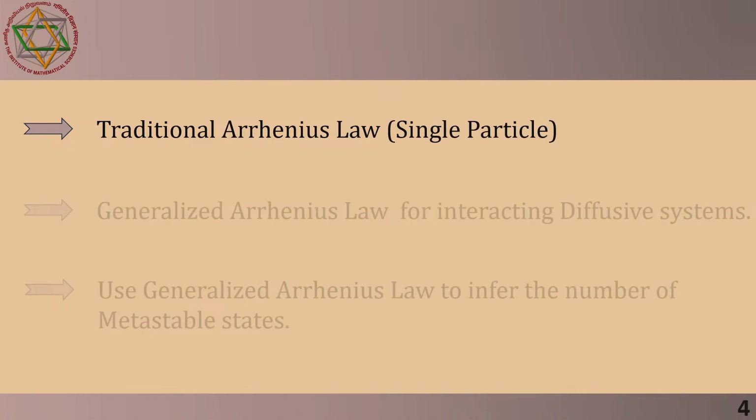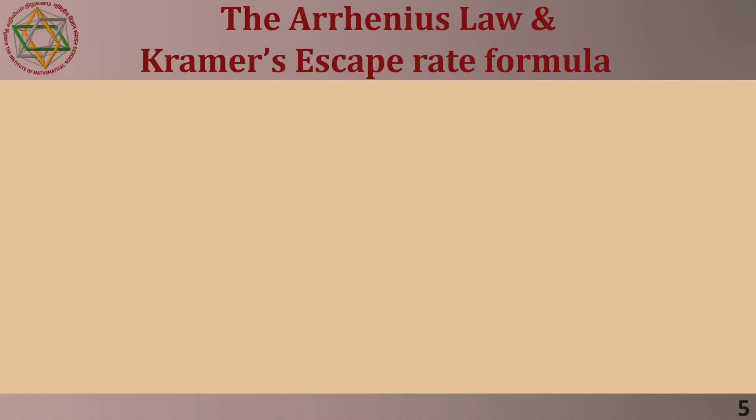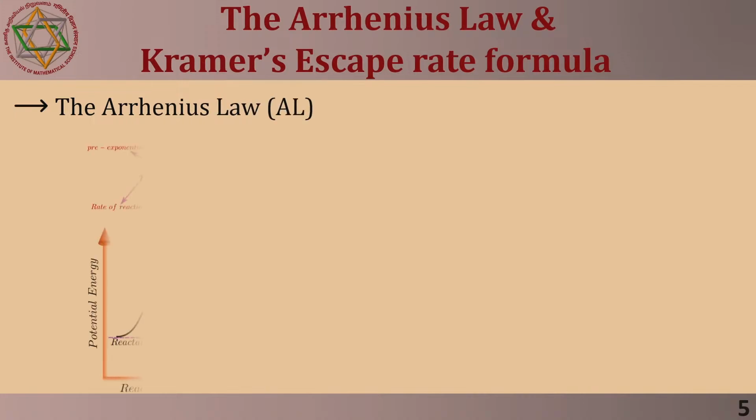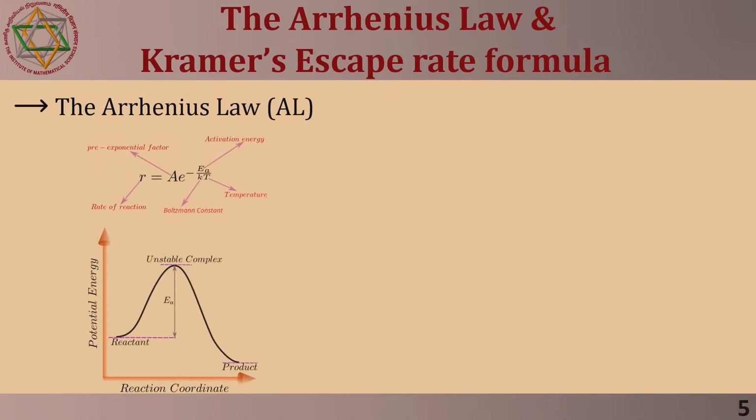So, let us start with the traditional Arrhenius law. After analyzing several chemical reactions' data, Arrhenius came up with his empirical formula governing the rate of a chemical reaction, which is given here. A chemical reaction is often realized as reactants overcoming some activation energy barrier to form product.